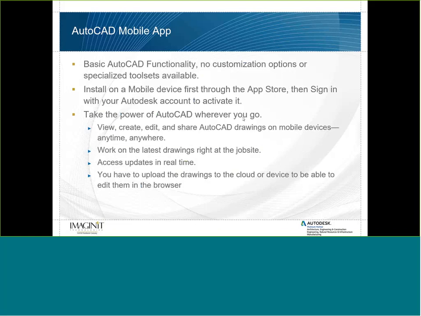What you do is you install on your mobile device first through the App Store, and then sign in with your Autodesk account to activate it. So if you have an Android tablet or an iPad, you would go to the App Store for either of those. You'd download the product and you'd sign in. In order to be able to use the mobile app, you have to be assigned the software, and we'll talk about that a little bit later. And then you can take the power of AutoCAD wherever you go.